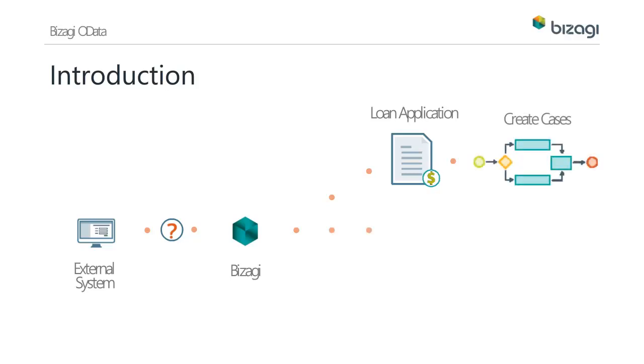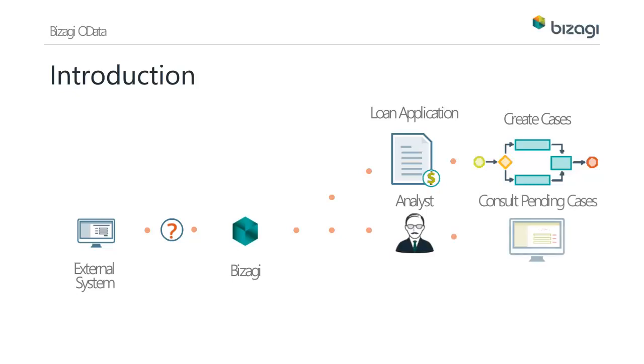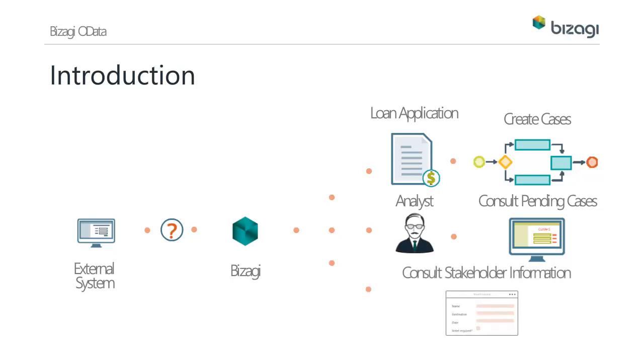Another scenario would be retrieving pending cases of a stakeholder from a loan analyst and sending push messages in the organization's system and reminders to work on delayed cases. There are a large number of other methods used to obtain different types of information, like consulting information of stakeholders, among others. To fulfill these integration requirements, Bizagi offers a feature using OData.